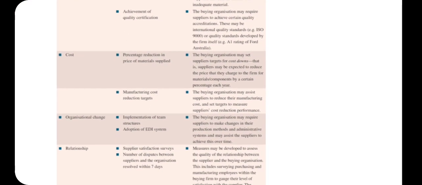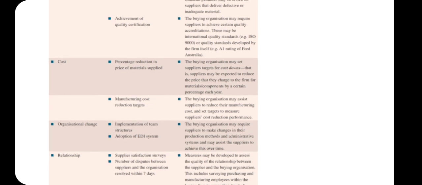In terms of cost, the measure is percentage reduction in the price of material supplied. The second measure that can be used is manufacturing cost reduction targets. Then see here, organizational change. The measures that can be used are: 1. Implementation of team structure. 2. Adoption of electronic data interchange system.